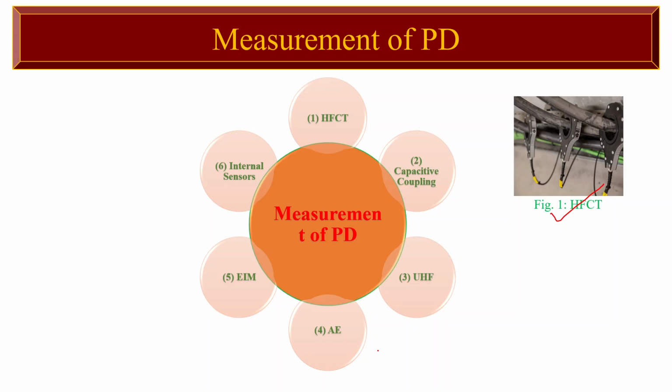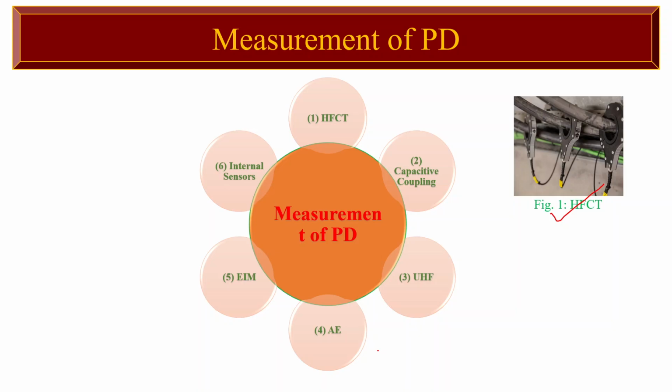Signal conversion. The HFCT converts the high frequency signals into measurable currents. The signals induced in the HFCT winding are proportional to the partial discharge current flowing in the tested equipment. Third one, amplification and conditioning. The current signals from the HFCT are amplified and conditioned to ensure optimal measurement accuracy. This may involve using amplifiers, filters, and other signal processing techniques.